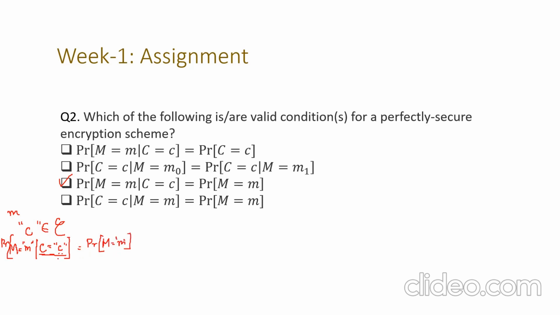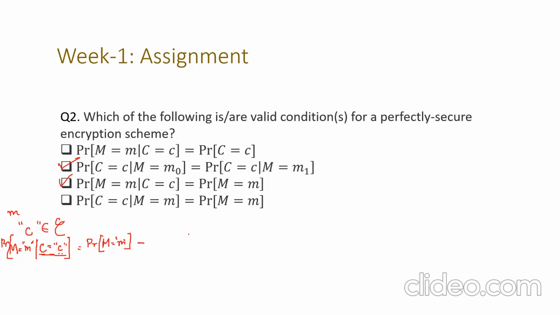So what it practically implies is that viewing the ciphertext does not really help you get some extra information about the distribution of the message space. So this is a very basic condition for perfect secrecy. And apart from this, if you closely observe, this is also another valid option for perfect secrecy.